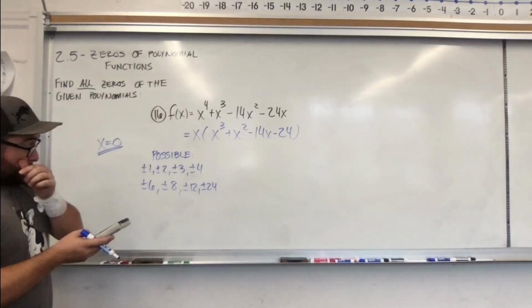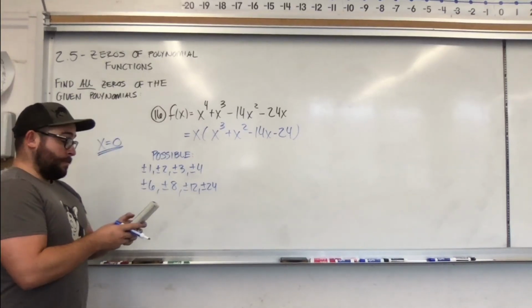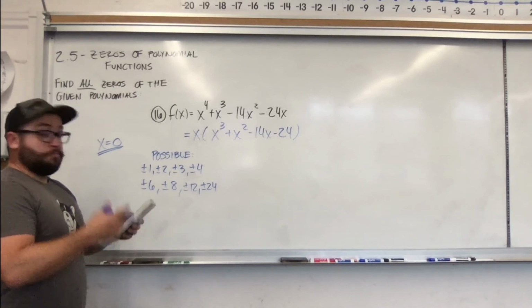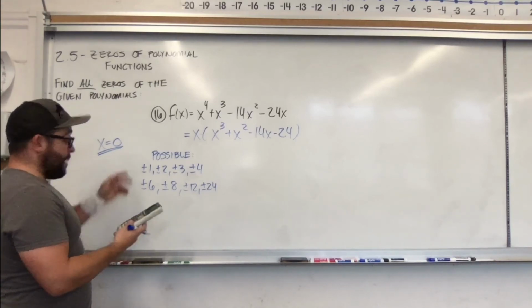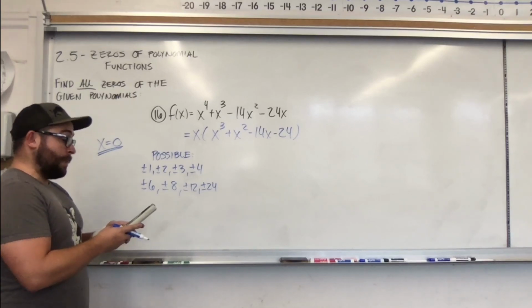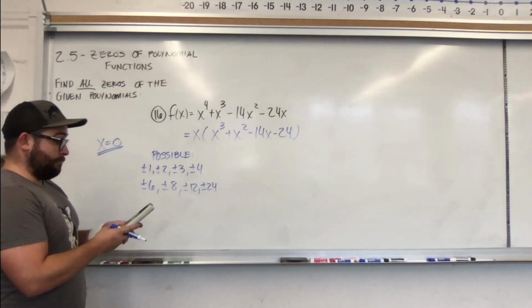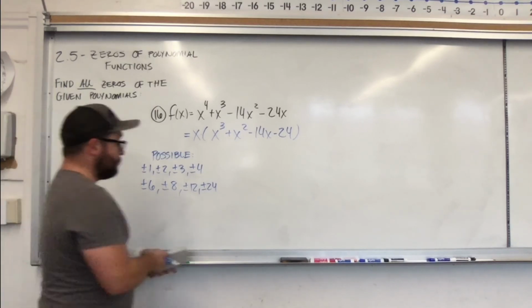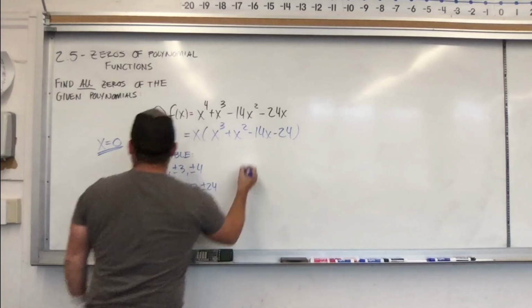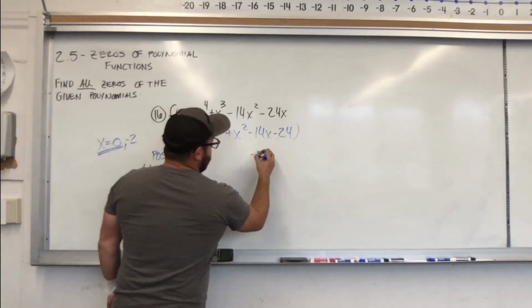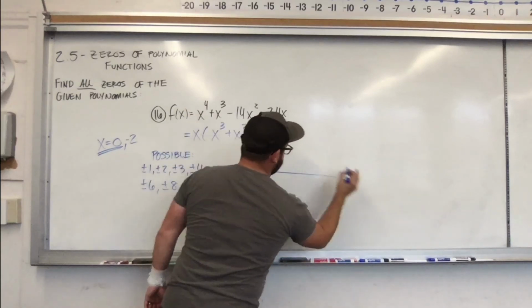So bring up the calculator, type in your new function, bring up the table to test some points, and I'm just going to start running through it. 1, we get -36. -1, we get 10. 2, I get -40. -2, though, I get a 0. So I'm going to add that to my list. I know that -2 is a zero.